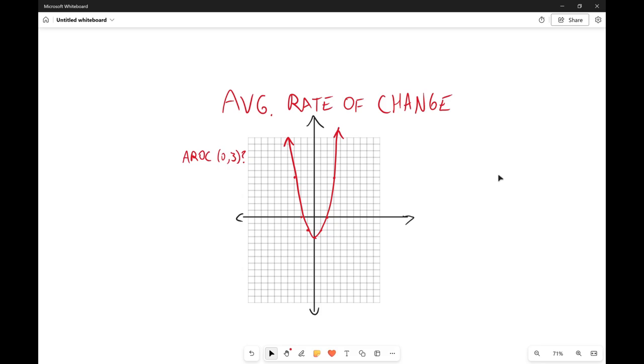Hey guys, today I'm going to real quick go over average rate of change with you. It was a little confusing when we did it in class, and I just wanted to go over it, give you a little bit of help, maybe perchance, we'll see.